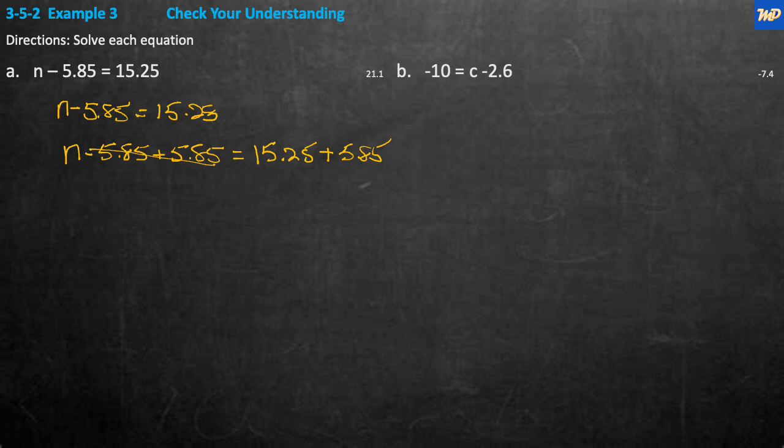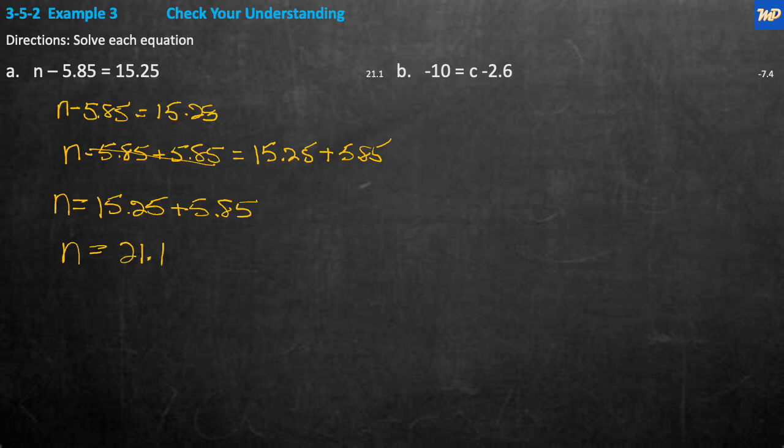Okay? Now I can cancel the 5.85s on the left-hand side because the plus and the negative result in 0. So we have n equals 15.25 plus 5.85. Okay? So now we're going to add. The n is now going to be equal to 21.1 when you add those two together.